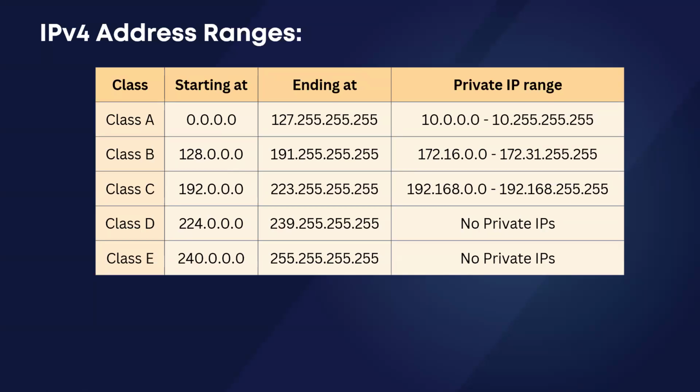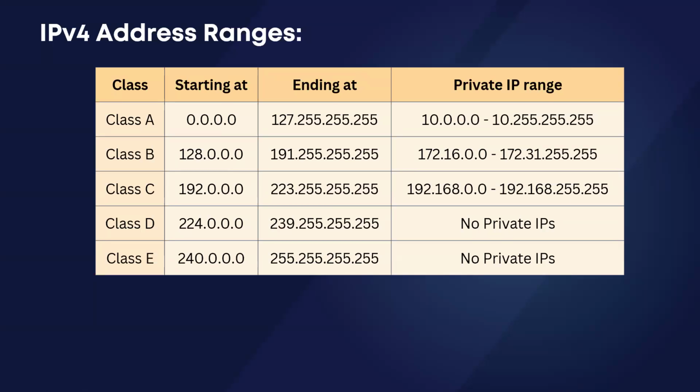From 192.0.0.0, this goes all the way up to 223.255.255.255. And since this is ending at 223, class D starts at 224. From 224.0.0.0, this goes all the way up to 239.255.255.255. And since this is ending at 239, class E starts at 240.